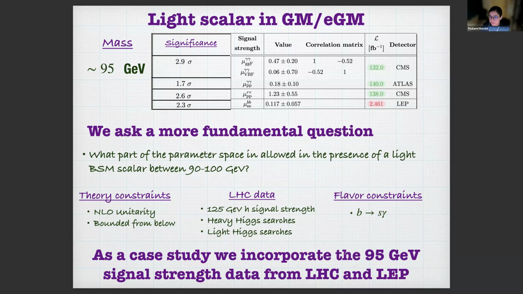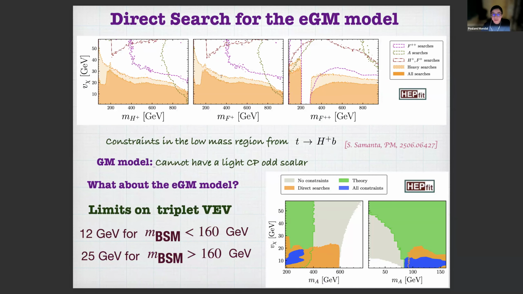So as a case study, we incorporate the 95 GeV signal strength data, but our main question is how large the other masses can be if we have a light scalar in the theory. We incorporated direct searches for the extended Georgi-Machacek model for the first time. We incorporated the light Higgs searches as well as heavy Higgs searches, and we can see that this light orange region is the result of the heavy Higgs searches.